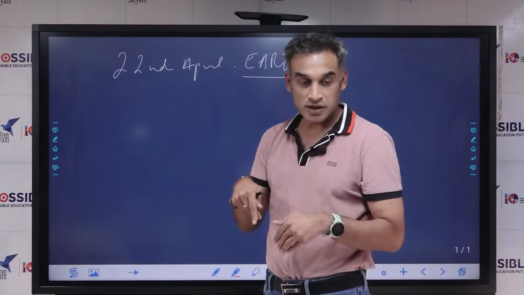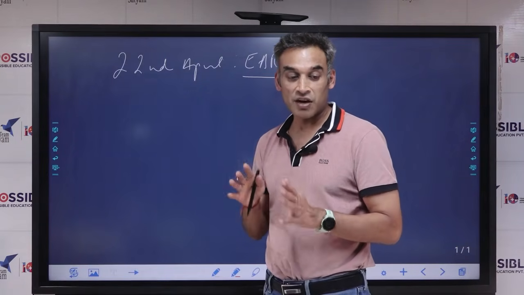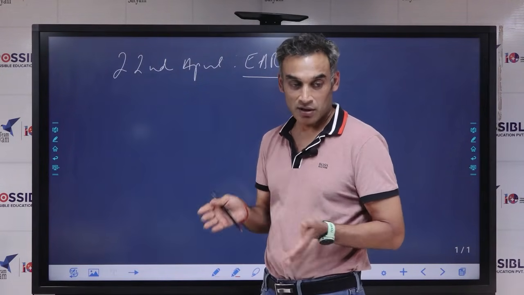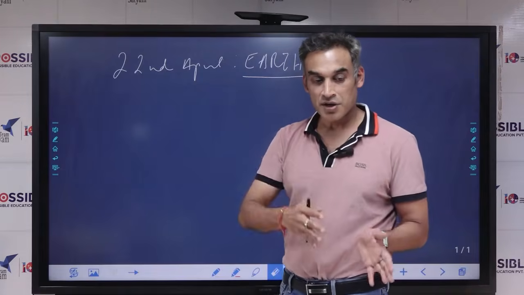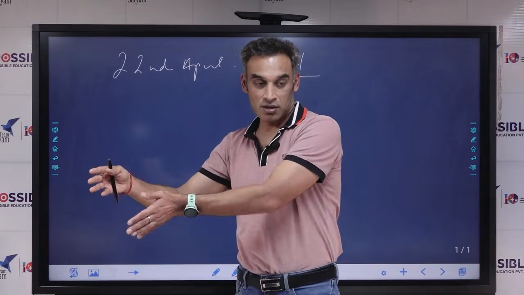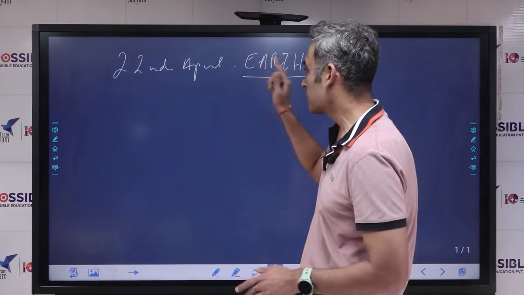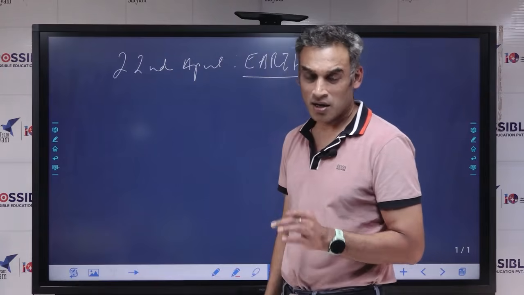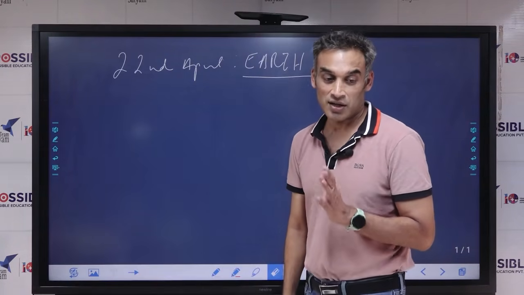All right. So is Earth Day, and 22nd of May, this month, is the International Day for Biodiversity. So you can just remember like that: water, earth, biodiversity. Okay. All right. So 22nd of April. Then a very important day is the National Panchayati Raj Day.